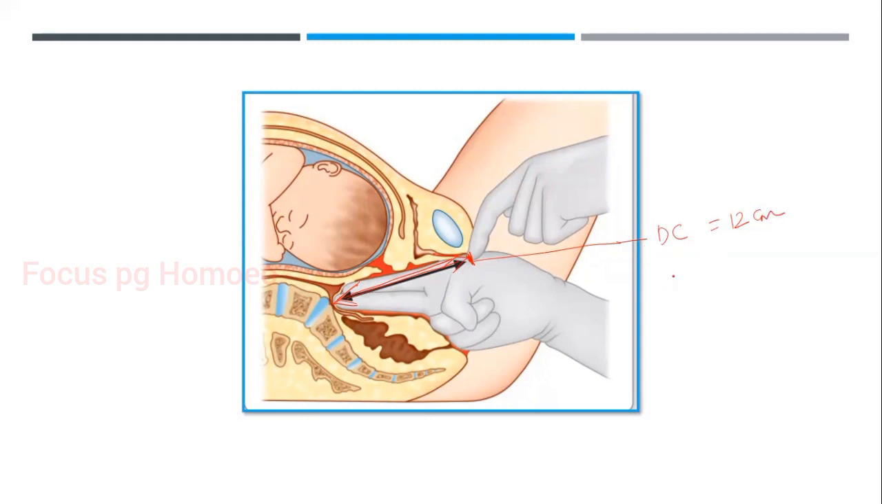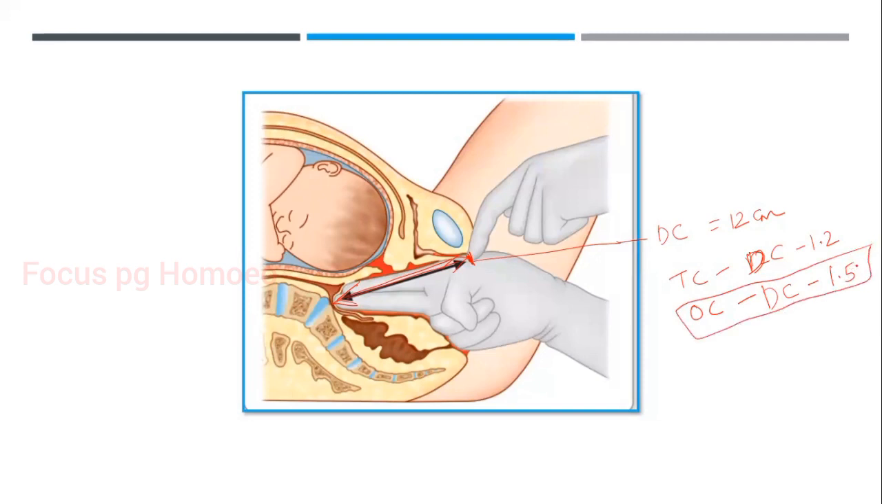And from this diagonal conjugate, the true conjugate and obstetric conjugate are calculated. Again, I'm telling, true conjugate is DC minus 1.2, and obstetric conjugate, which is the very important anteroposterior diameter, is DC minus 1.5. So you have to remember this calculation, as it can be a question.